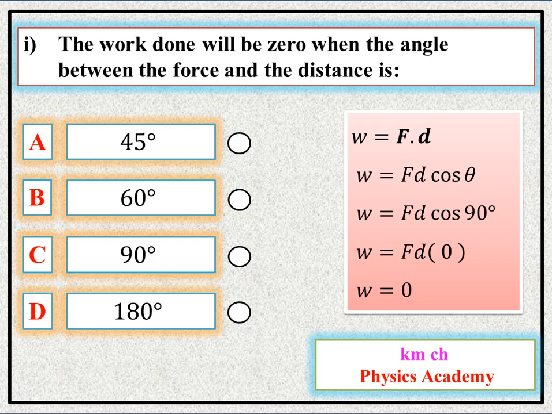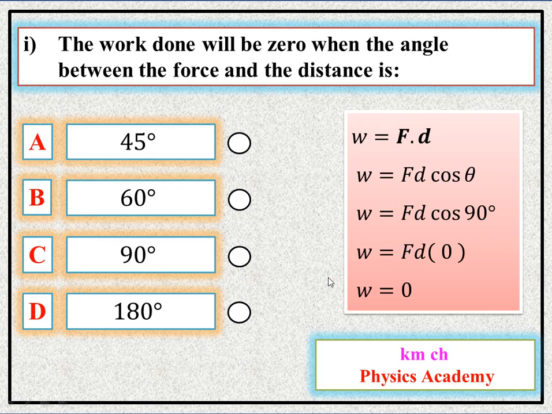Now we know that work done is equal to F dot D, and F dot D is equal to FD cos theta. Now F and D both are not 0, so work done will be 0 if cos theta is equal to 0. So cos 90 is equal to 0. Therefore theta will be equal to 90 if the work done will be equal to 0.